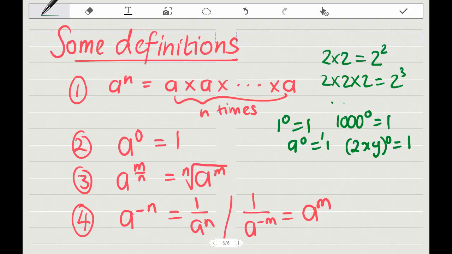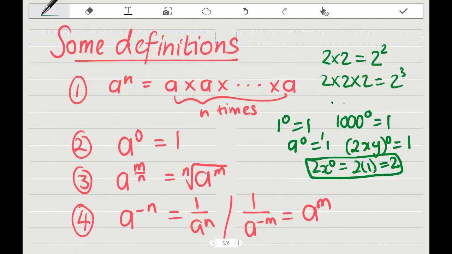But be careful, it's only whatever the base of the exponent 0 is that becomes 1. So for example, if it's 2x to the power of 0, then only the x is going to become 1. So the answer is 2. So watch out for these cases where they try and trick you.